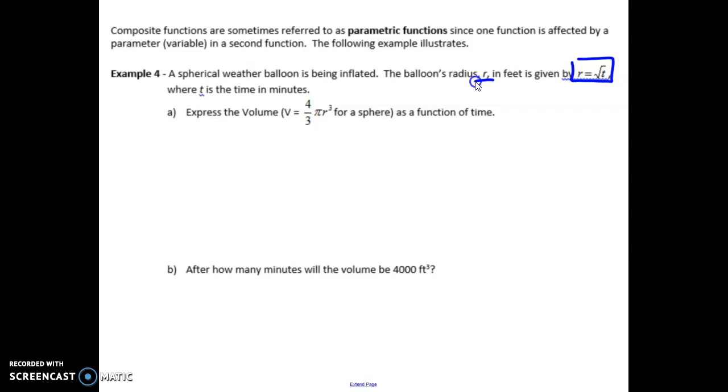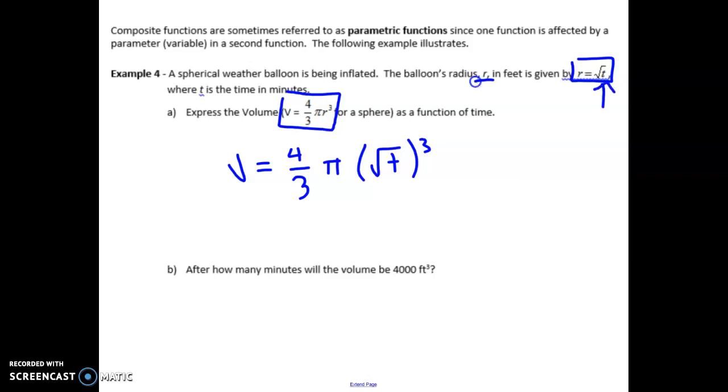Now the volume formula for a sphere is 4/3 pi r cubed. But we don't want this volume as a function of radius. We want the volume to be a function of time. So what can I plug in for r so that now we have time instead of radius? Square root t, exactly. So we can say that this is 4/3 pi square root t cubed. That's exactly what function composition is. I took a function and I put it into another function. So I took the function of square root t and I plugged it in for r in my other equation.